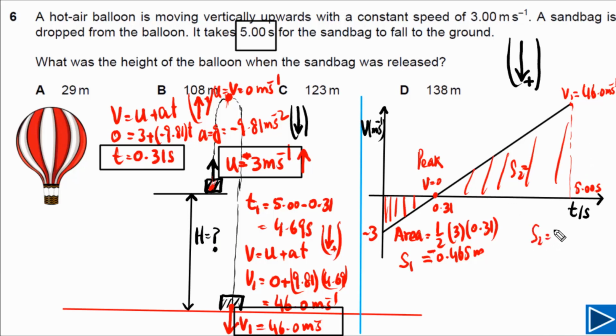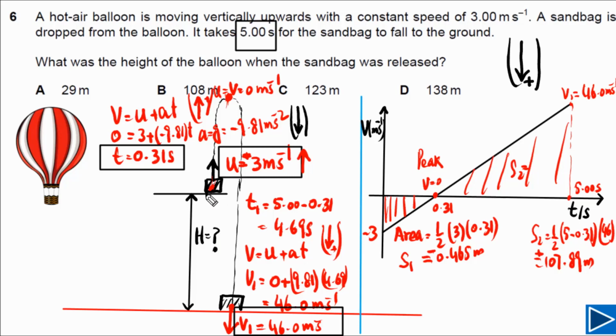So S2 in this case is equal to 1/2, and this will be 5 minus 0.31, meaning this is 5 and this point is 0.31. The height of this triangle is 46. So our final answer will be 107.89 meters. And this is positive, so we can write that this displacement is positive if we take from here.